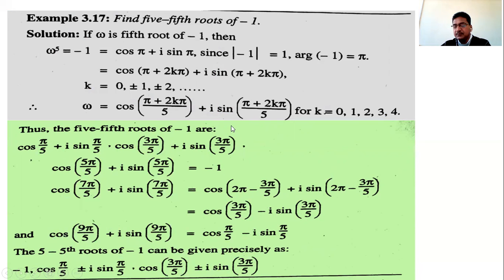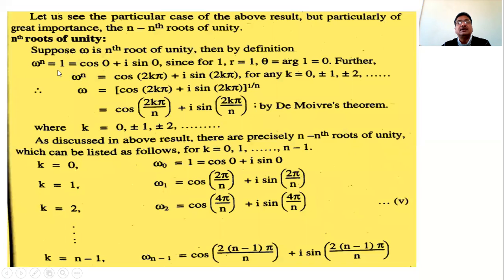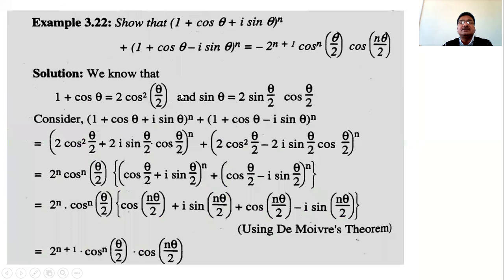So what is the procedure to find nth roots? Express that number in polar form, then apply De Moivre's theorem and substitute k equal to 0, 1, 2, 3 up to n minus 1, because here we have to find nth roots. That's why up to n minus 1. If we have to find 5 fifth roots, then substitute k as 0, 1, 2, 3 up to 4. Okay, so this is the problem.